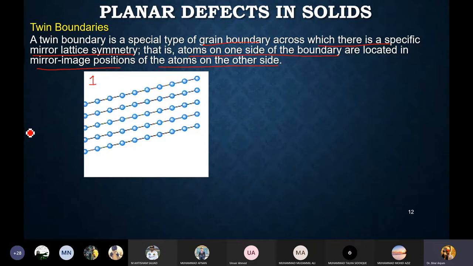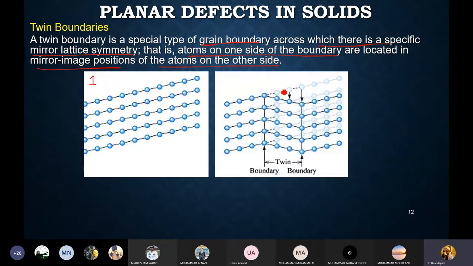Now, if due to application of shear stress or any stress, there are some atoms that have moved to new distances. These are the atoms that have moved to the new distance. So if you look at these atoms, there is one boundary over here. If I look at this boundary, atom on this side and atom on this side, they are mirror images. Similarly, atom on this side is mirror imaged onto this side. Similarly, atom on this side is mirrored across the boundary at this location. This mirror image is clear to you guys?